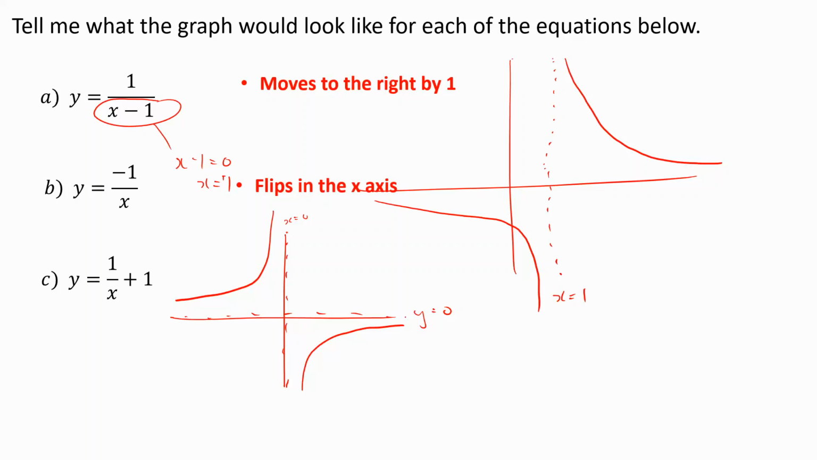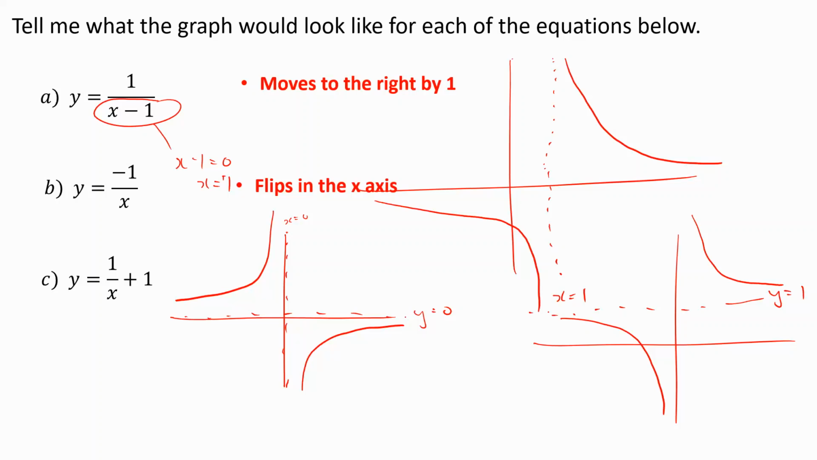Let's have a look at the next one then. What about this one? 1 on x plus 1. What does that tell me? 1 up. So how does it look? If this is your normal graph, asymptote was y equals 0, then now you're shifting it up. So the only thing that changes is your y asymptote, so y equals 1. But the shape stays the same, so it's still like that. And you're done.